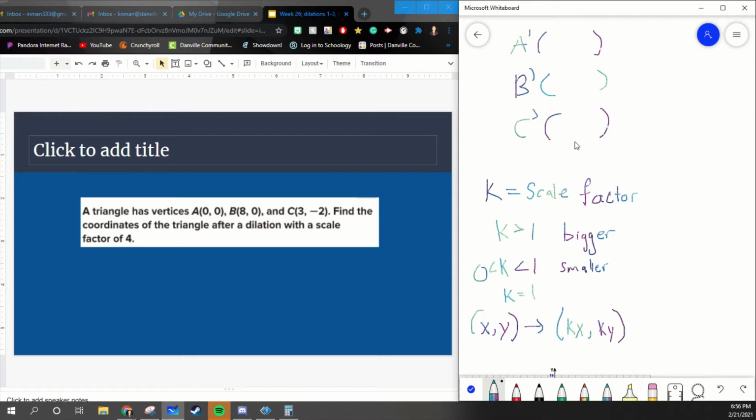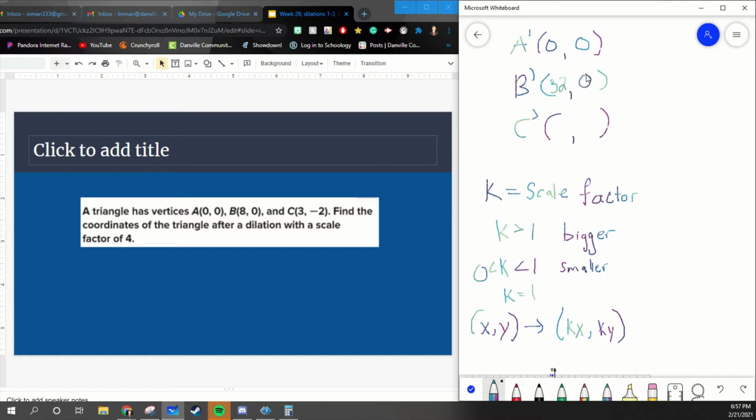So our scale factor is 4, so that means we're going to have to multiply each of these by, take a wild guess, what do you think we're going to have to multiply both our x and y by? Well, of course, we're going to have to multiply it by our scale factor of 4. So 0 times 4 is still 0, 0 times 4 is still 0. So A prime is going to stay at 0, stay at our origin. But take a look at what happens to B here. Instead of being 8 points away on our x, it's going to be 8 times 4, which gives you 32.